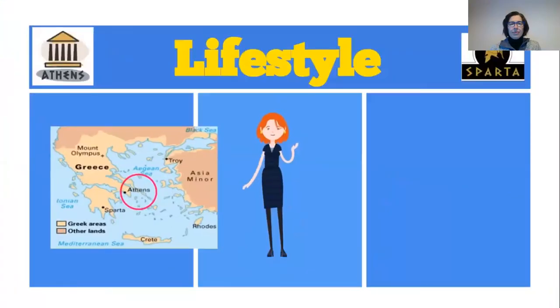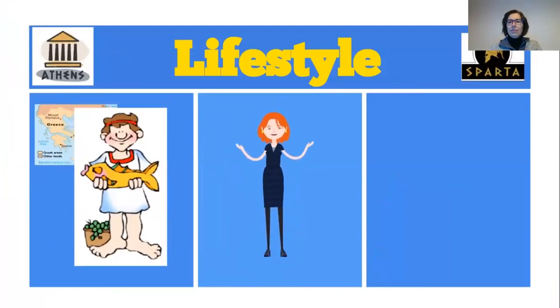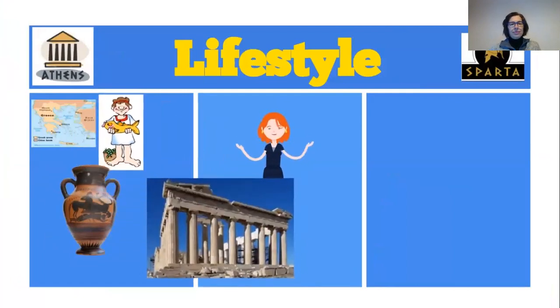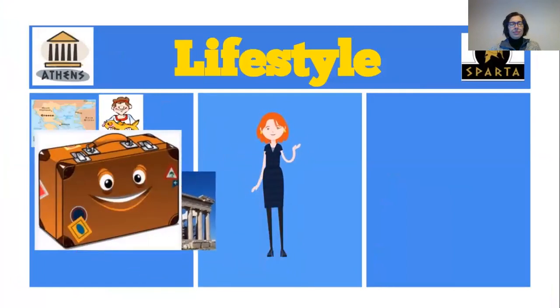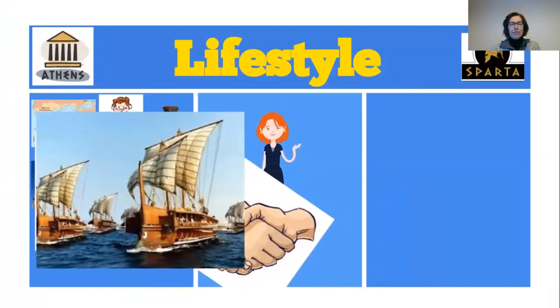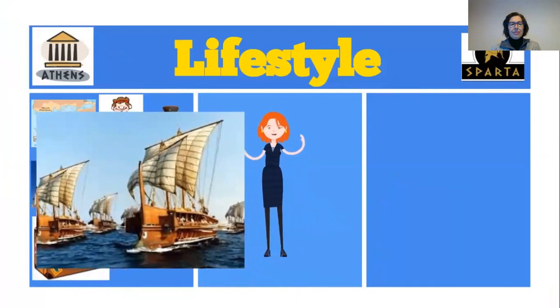Let's start with Athens. Athens was located in central Greece and became large and powerful through trade. Their capital city became the center of art and architecture. The Athenians liked to travel and built strong relationships with other city-states. They also became the leading naval power in Greece.